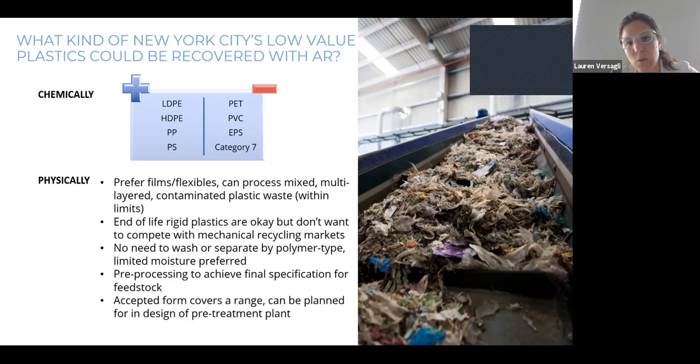In some cases, we do additional pre-processing, and in other cases, our waste handler partners are giving us a feedstock that's on spec. So both are options within our plants and technology. And as I mentioned, the form of the feedstock, we can plan for that in the design of pretreatment.